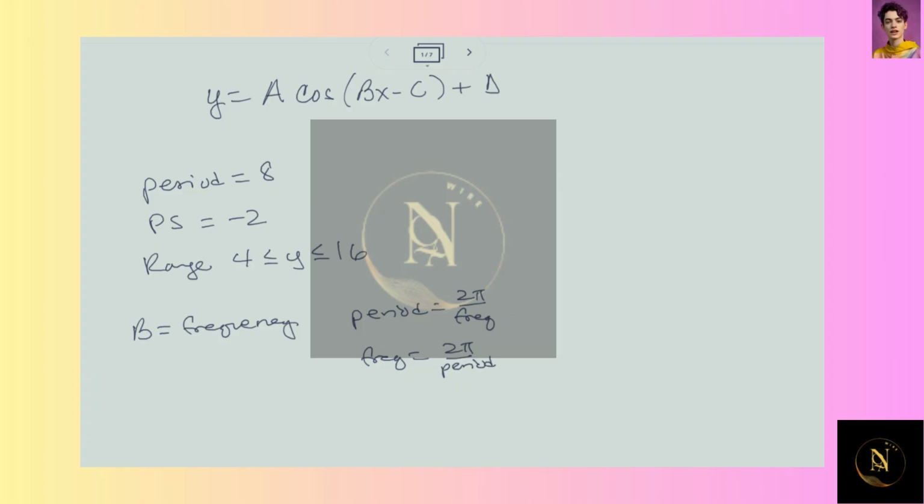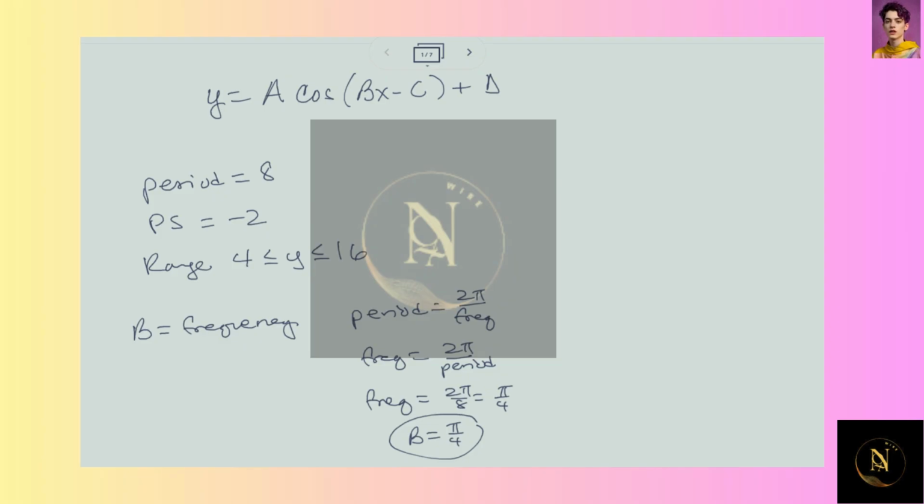period. If my period is 8, that means my frequency is 2 pi over 8, or pi over 4. So my B is going to be pi over 4. Okay?